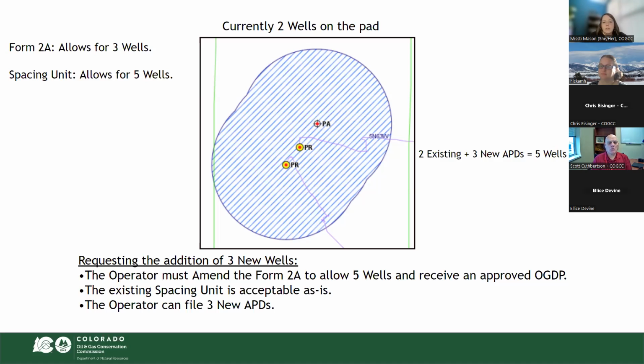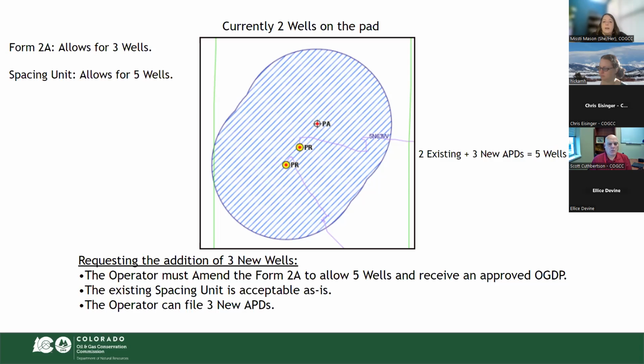And what the operator needs to do is amend the Form 2A to allow for 5 wells and receive an approved OGDP. Then, since the current spacing allows for 5 wells, there's nothing that they need to do to amend. They don't need to amend that. And then the operator, once they receive their 2A and their OGDP, they can file 3 new APDs.